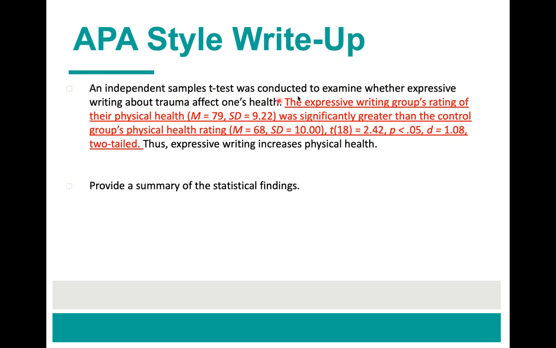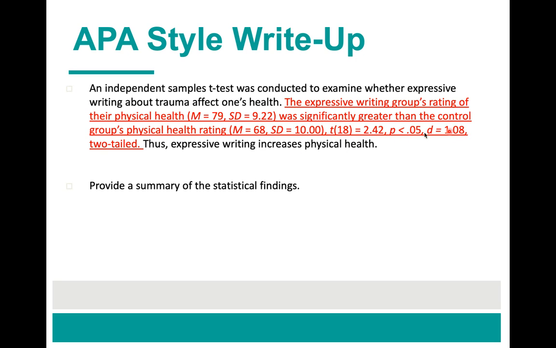The next sentence is a summary of our statistical findings. We give the descriptive statistics for each of our groups. The expressive writing group's rating of their physical health, mean of 79 with its standard deviation. That's just the square root of the variance. The average person who engaged in expressive writing had a mean health rating of 79 with a standard deviation of 9.22. Was significantly greater than the control group's physical health rating and standard deviation.